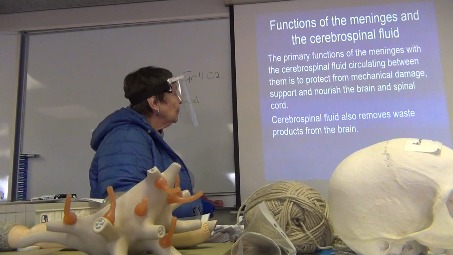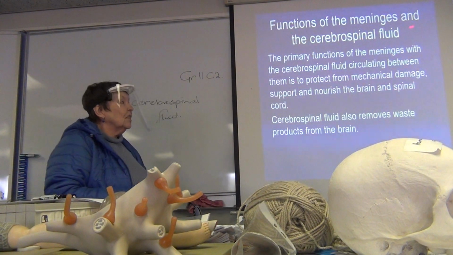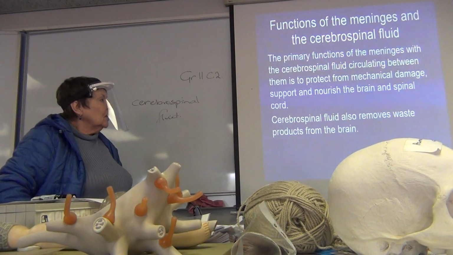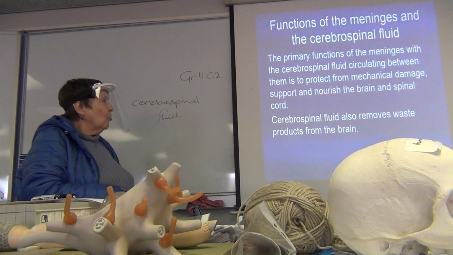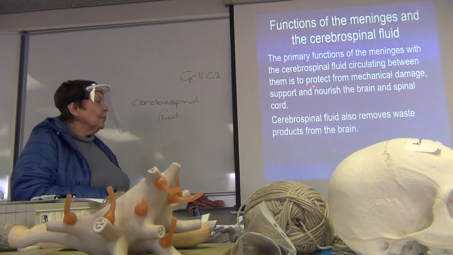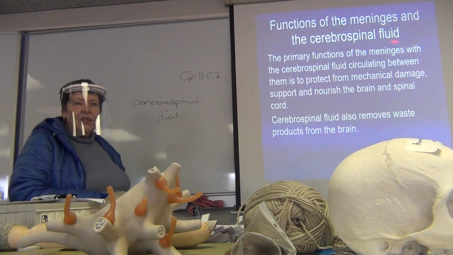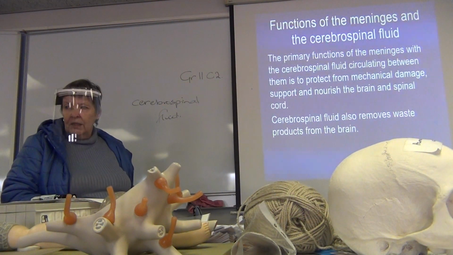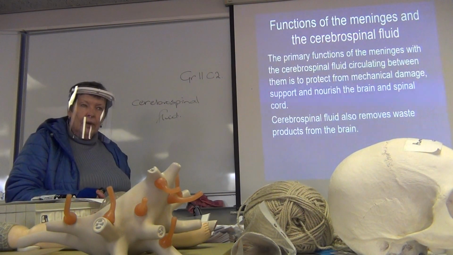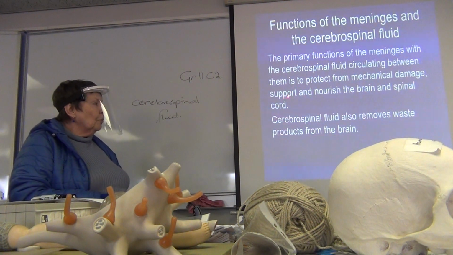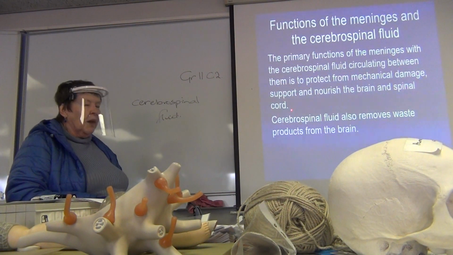Okay, all right. So what are the functions of the meninges and the cerebrospinal fluid? The primary functions of the meninges, together with the cerebrospinal fluid which circulates between them, is to protect from mechanical damage to a certain extent. Obviously not as much as the cranium does, because the cranium's hard, but to a certain extent, to support the brain, but terribly, terribly important, to nourish the brain and spinal cord.